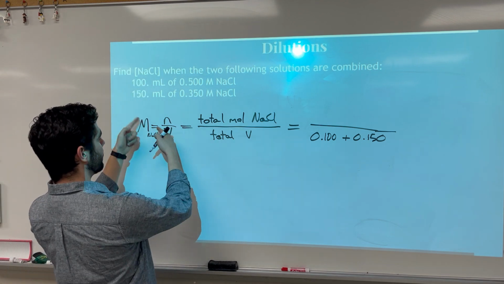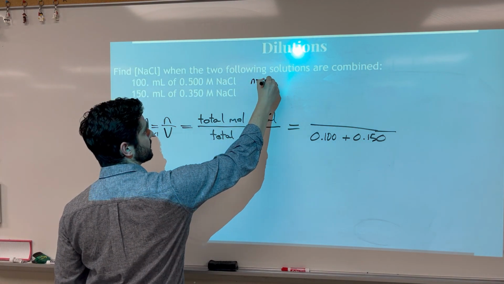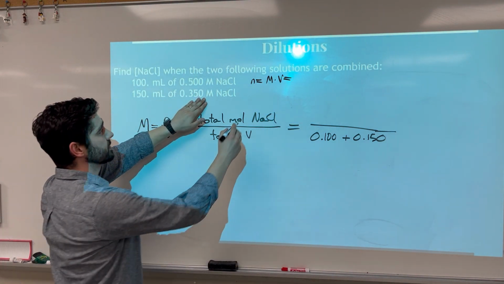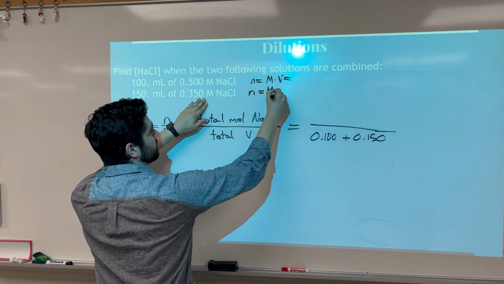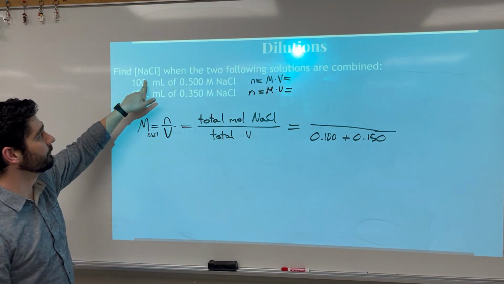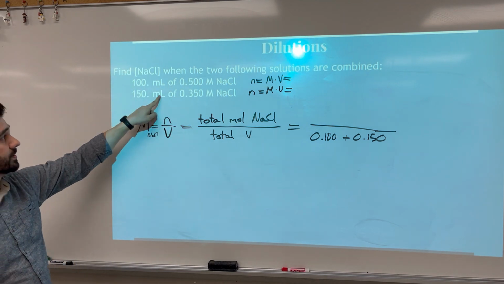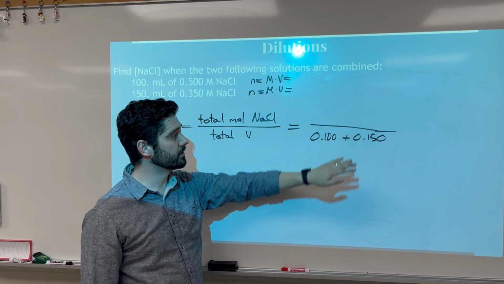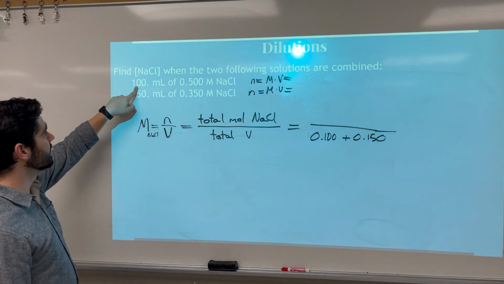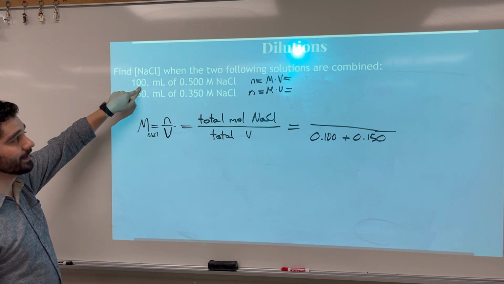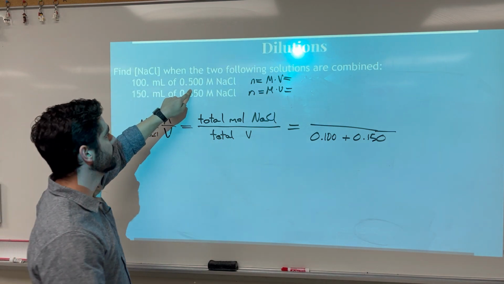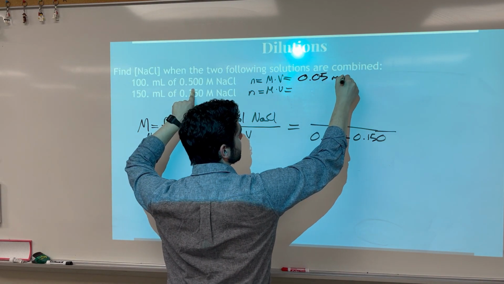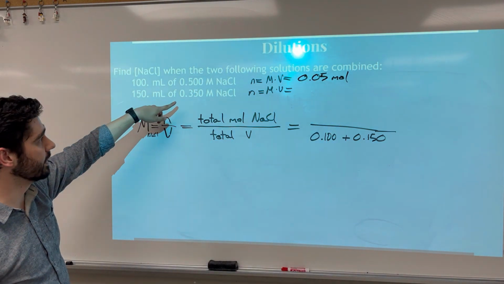We know that if we rearrange this equation, moles just equals molarity times volume. So I can find the moles of each starting solution. I can find the moles of sodium chloride here and the moles of sodium chloride here, get those 2 things, and then just add them up to get my total moles. Okay, so if we take 0.1 liters, right, that's 0.1 liters times 0.05 or 0.5, I should end up with 0.5 moles. Okay, I'm ignoring sig figs right now.